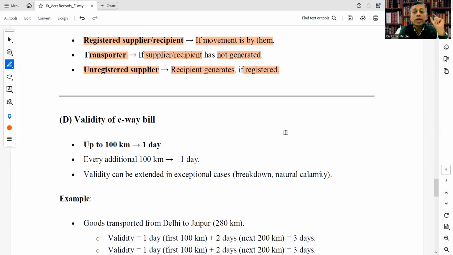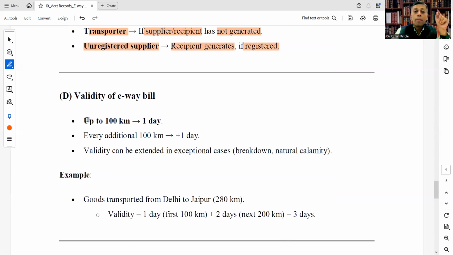Then the validity of the e-way bill, very important. The e-way bill which you have generated, how much validity does it have? Validity of the e-way bill is up to 100 kilometers 1 day, and every additional 100 kilometers plus 1 day. And validity can be extended in exceptional cases like breakdown and natural calamity.